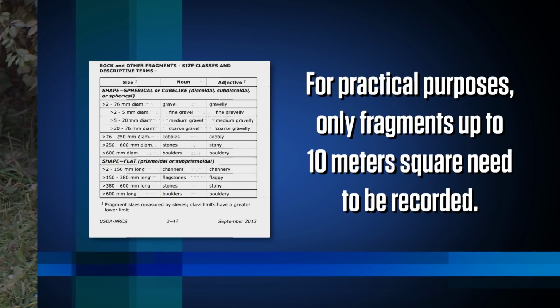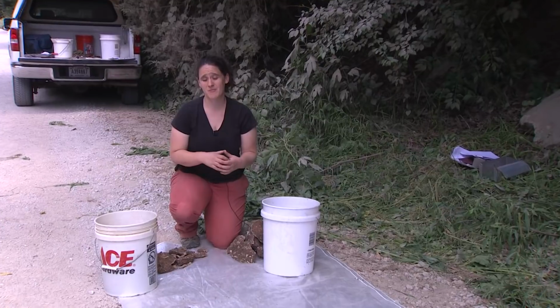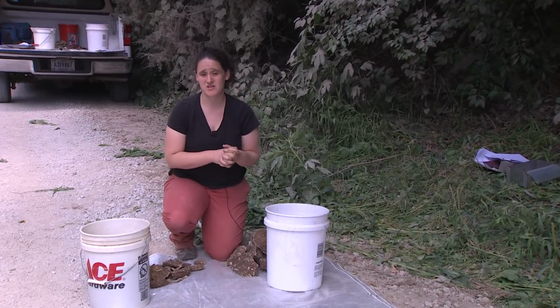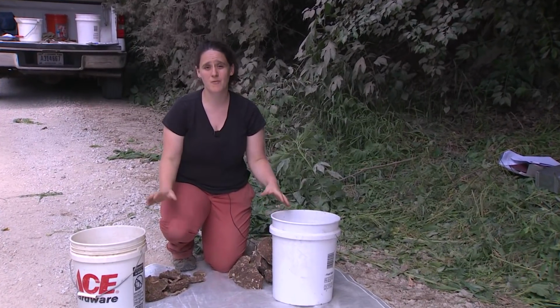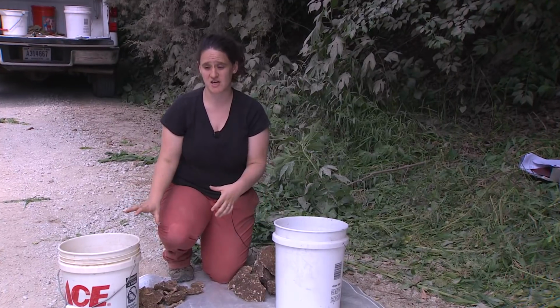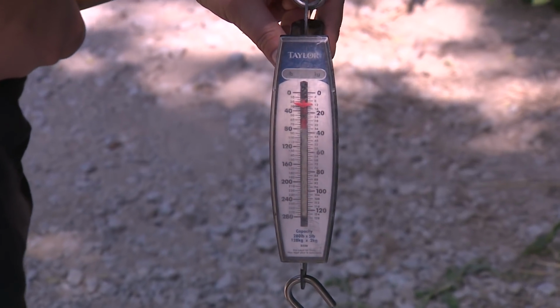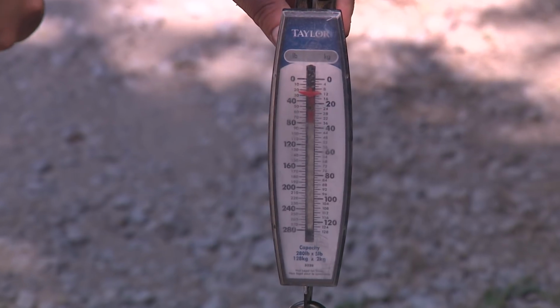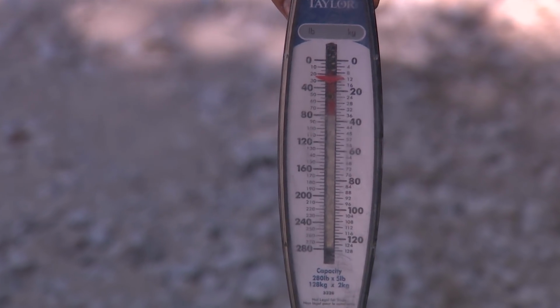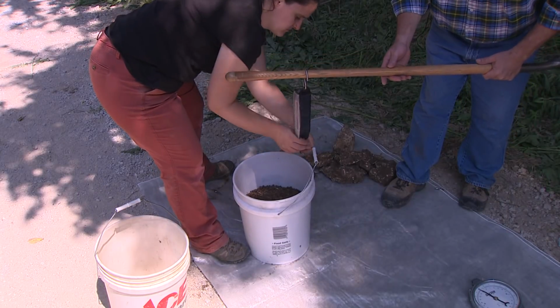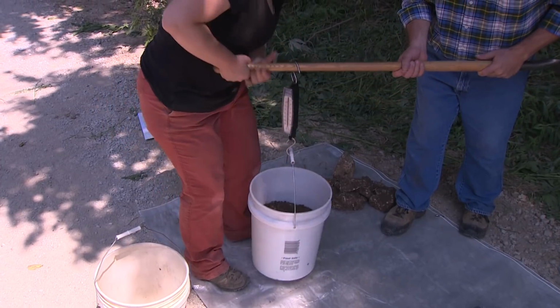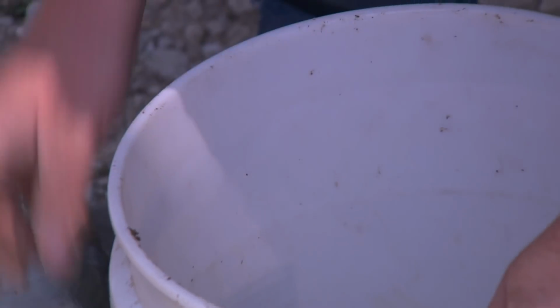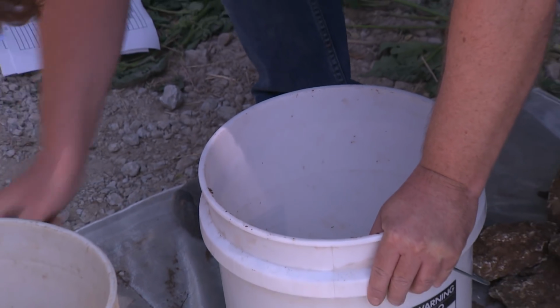While volume estimates may be fine for some documentation, for laboratory sampling, we need weights of each fraction for the whole soil. And the way we do that is you just take a field scale and tare out an empty bucket, and then weigh the whole soil, and then you're going to weigh each fraction separately.